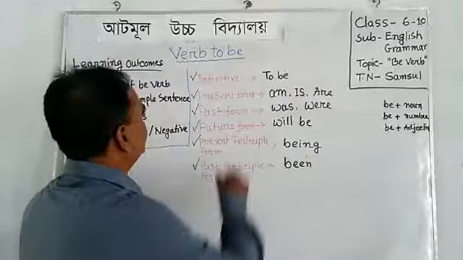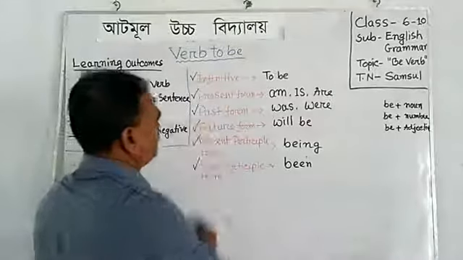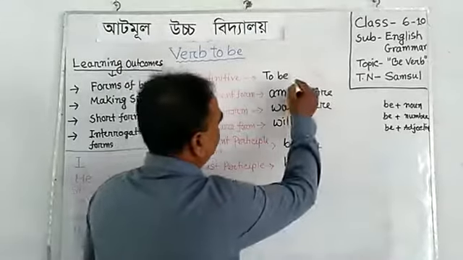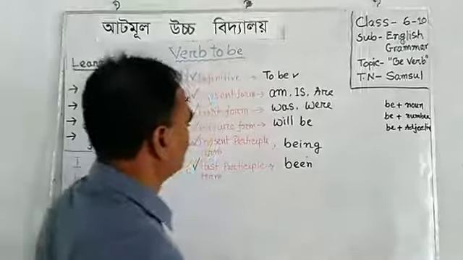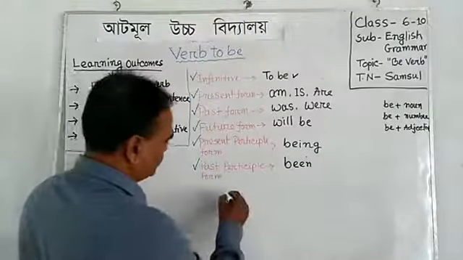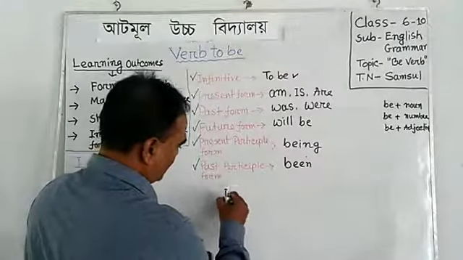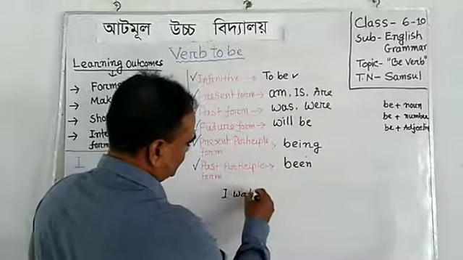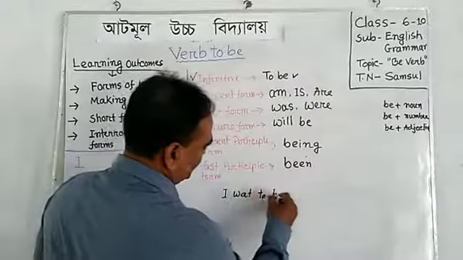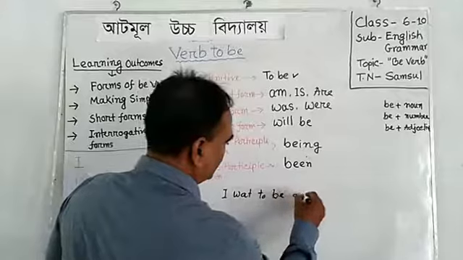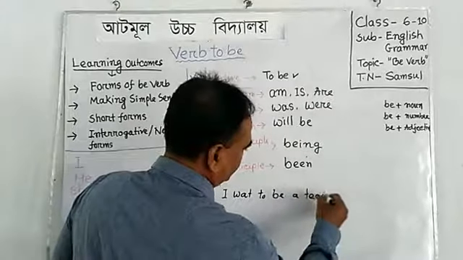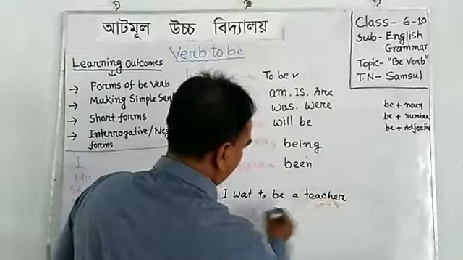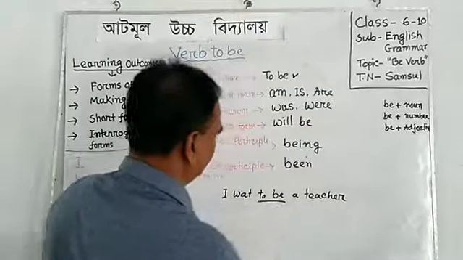So, dear learners, at first look at the forms of to be verb. The first form is infinitive. The infinitive form is to be, and the use is: I want to be a teacher. So the infinitive form of be verb is used here.